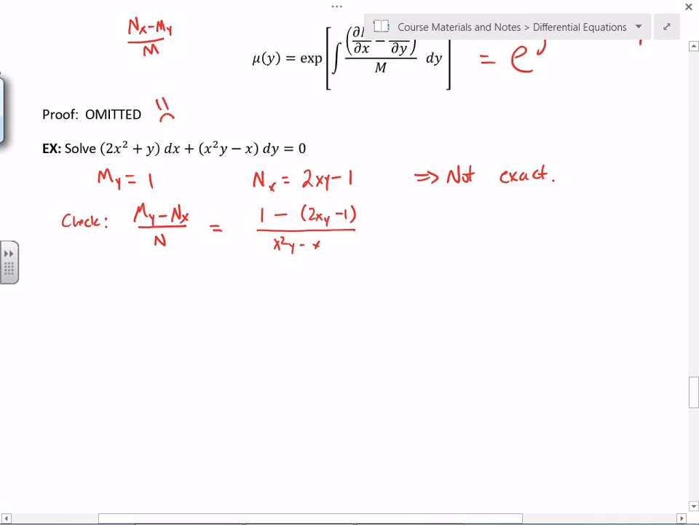Now that has x's and y's in it, but let's go through and simplify it if we can. Top is 2 minus 2xy. Bottom I can pull an x out of and get xy minus 1. Top I can pull a 2 out.